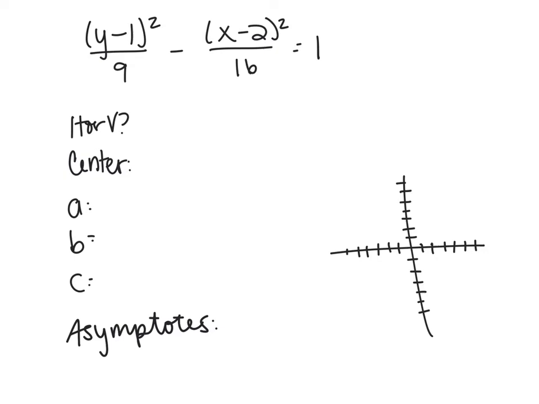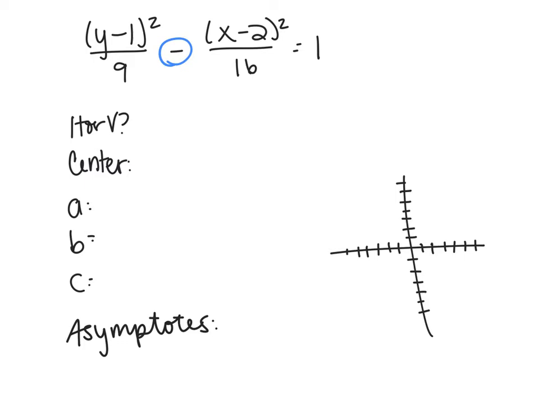The equation above is an equation for a hyperbola. It should look very similar to your ellipse equations. However, the big difference is that there's a subtraction sign between the two fractions. So when it's addition, you have an ellipse. Subtraction means hyperbola.